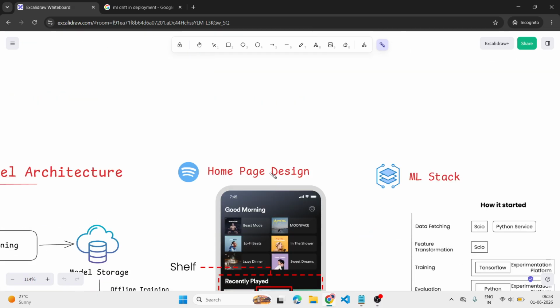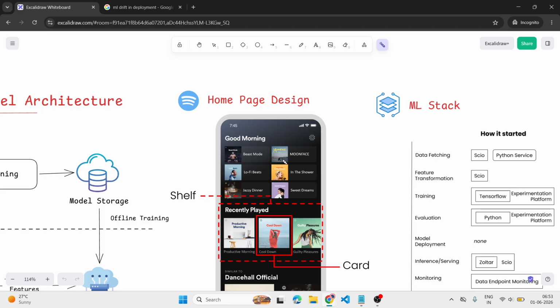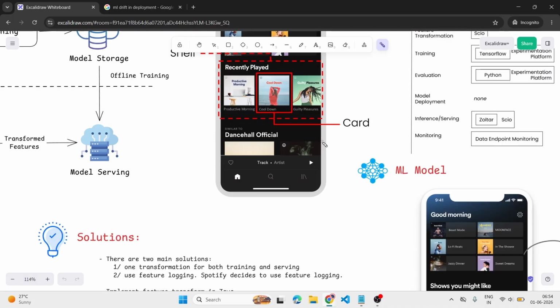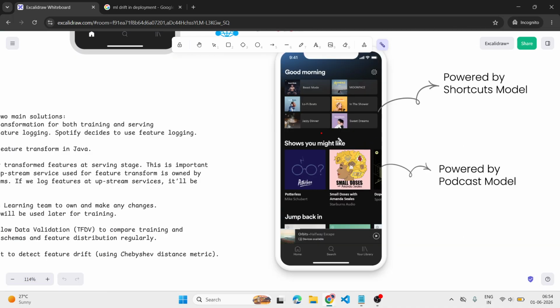So let's understand what design pages are present on the ML side. On the ML side we have few cards present, and this is the shelf, and inside the shelf we have a few cards. Of these cards, a few are machine predicted and a few are manually created by the creator. After that we understood that this is the small model which predicts, and these are the bigger models which are forecast models.